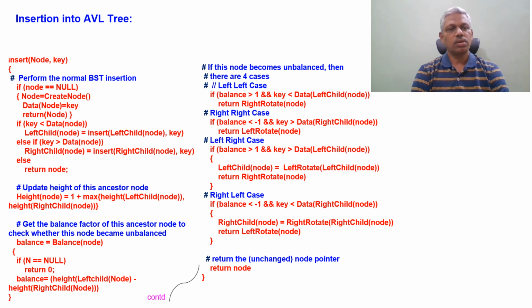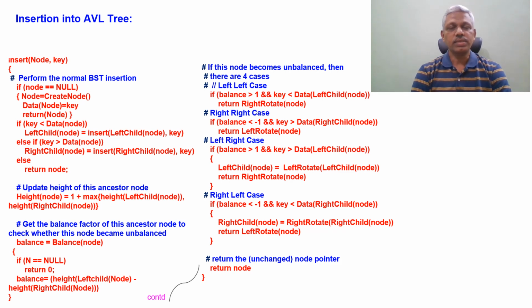Insert(node, key). Node is a tree starting with the vertex of the tree, and key is the key to be inserted. By chance, if the given node itself is null, that means no AVL tree is present, then first we will create the node. Node is equal to create node, and data of node is equal to key is inserted, and return node. That's it. So if no tree is there, we just insert the data and return the node.